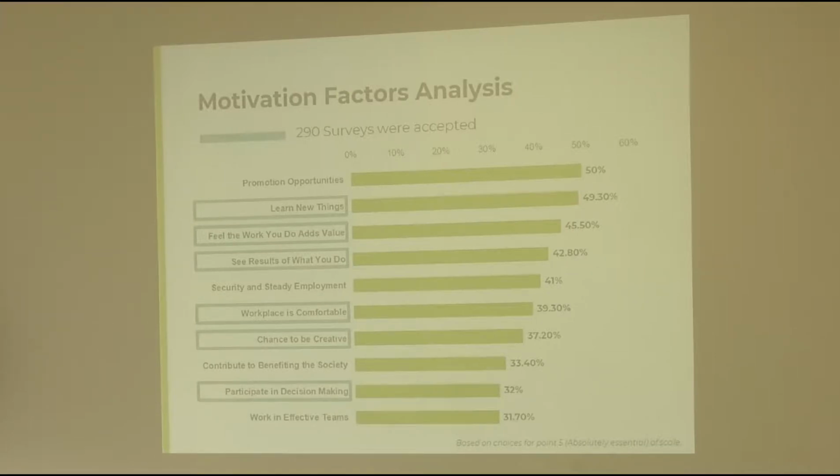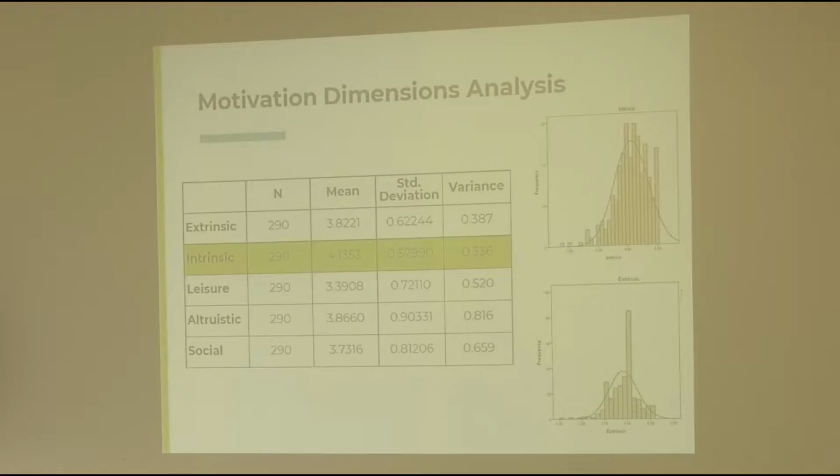Now, those are the factors on their own. But if we want to understand the dimension as a whole, we looked into the mean and the standard deviation, and it showed the intrinsic one had not only the highest mean, but the lowest standard deviation, meaning people who filled the survey were in agreement on the mean.